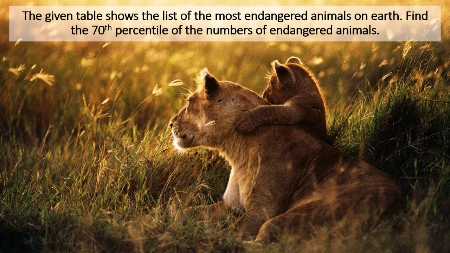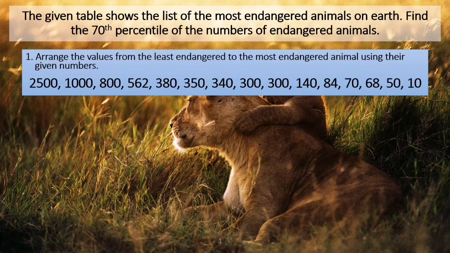To find the 70th percentile, first, we arrange the values from the least endangered to the most endangered animal using their given numbers. So we have 2,500, 1,000, 800, 562, 380, 350, 340, 300, 300, 140, 84, 70, 68, 50, and 10.